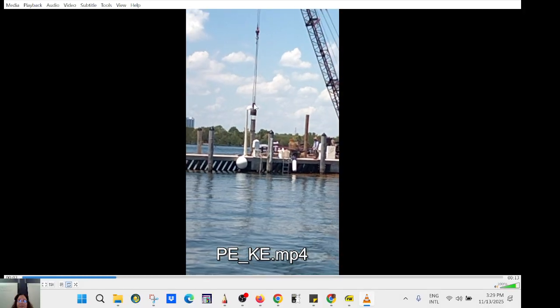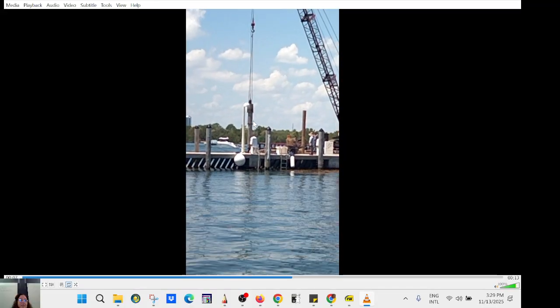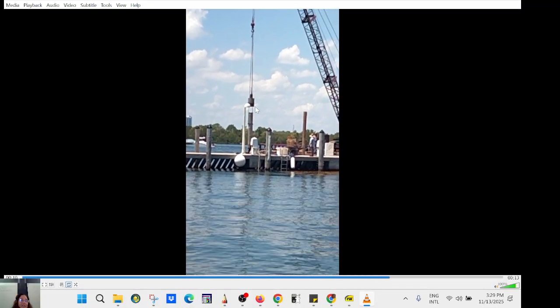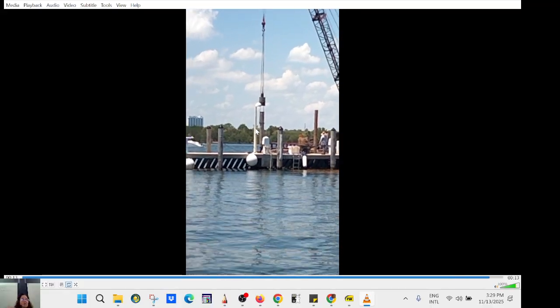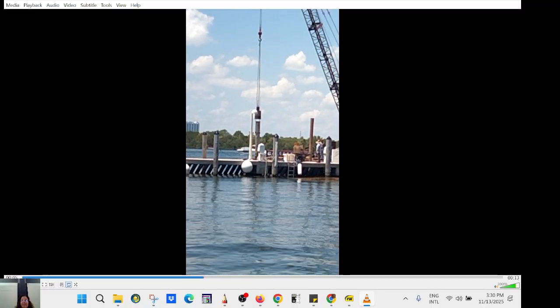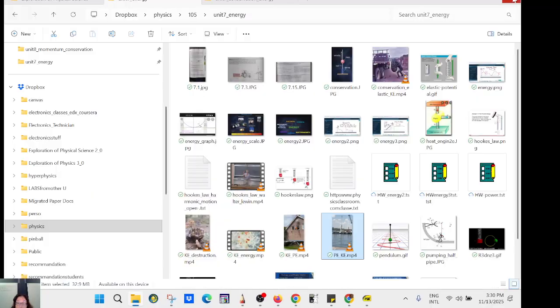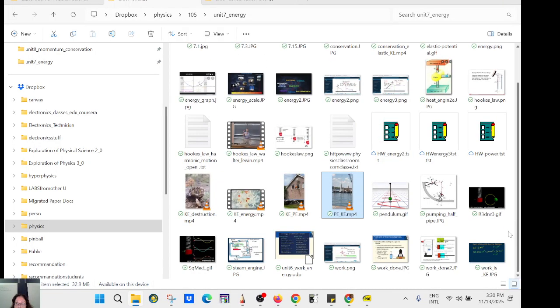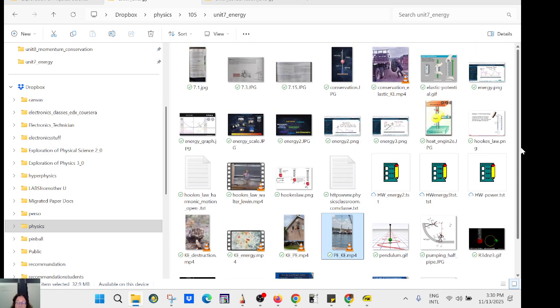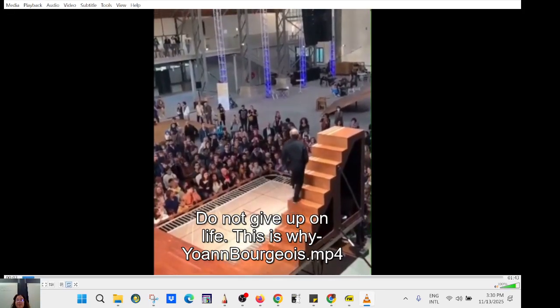And so that's all over Marina. You see potential, kinetic, apply a force over a distance. Potential, kinetic, force times distance. So the distance is very small because they are putting the pole inside. So the distance is small, the force is big. And then you have one which is very inspiring. Very, very inspiring. Oh, this is very inspiring. Do not give up. That's the message.